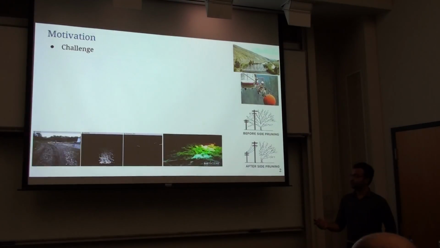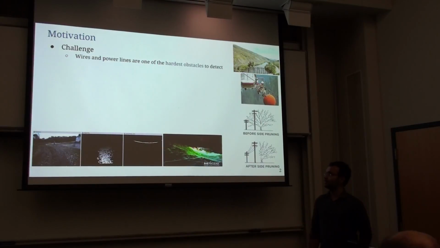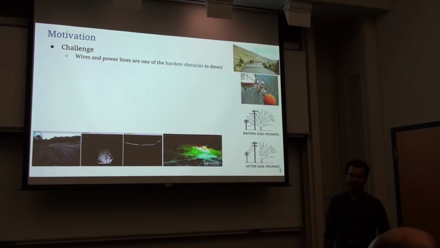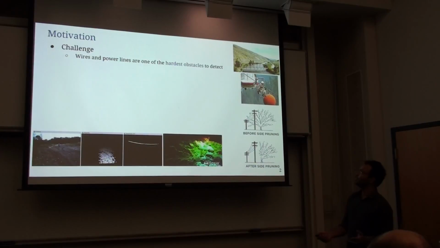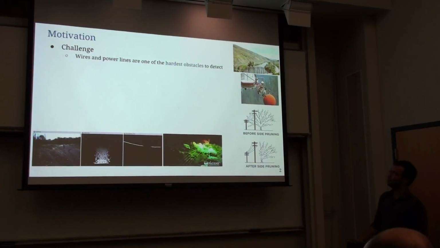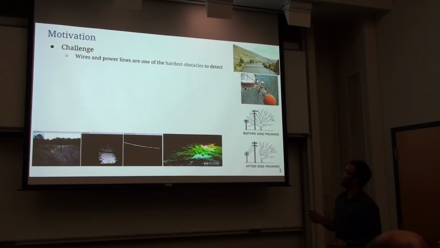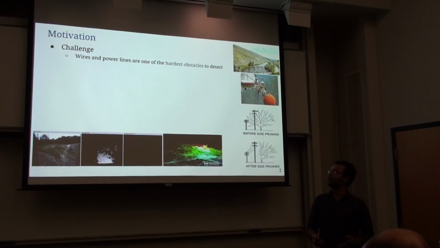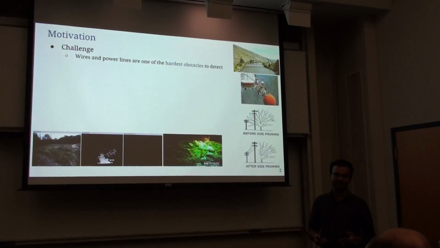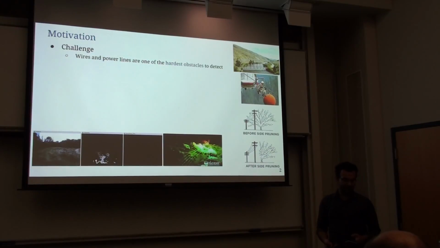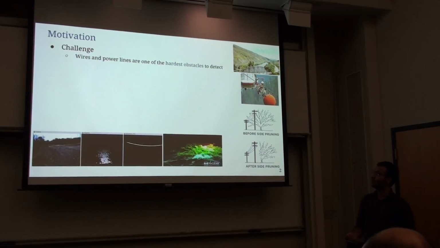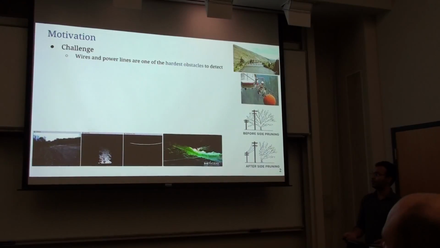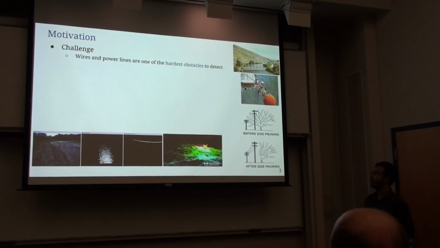So I'm going to motivate this problem by sharing that wires and power lines are one of the hardest obstacles to date for a UAV. On the top right, you can see that by the time you actually see them, it's generally too late. It's also very hard to see them in general because they can look similar to things in the background, edges, straight lines, and curves.